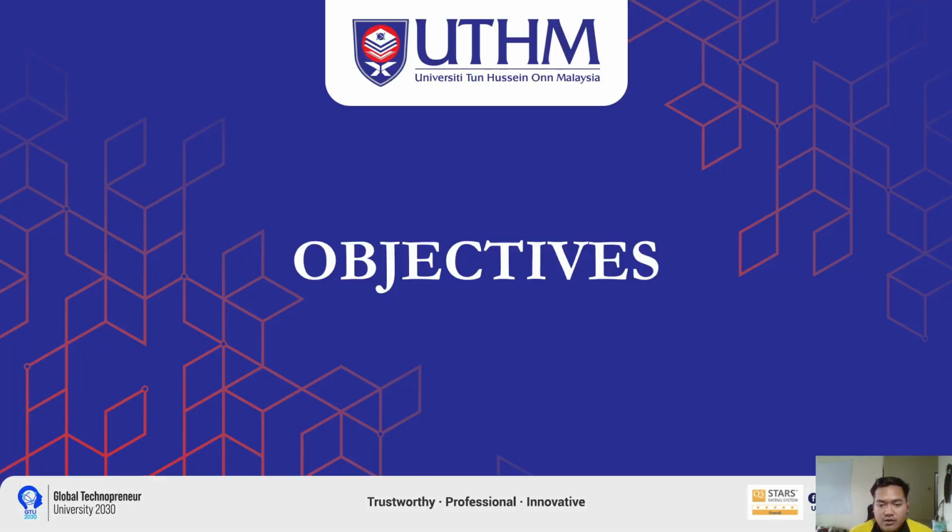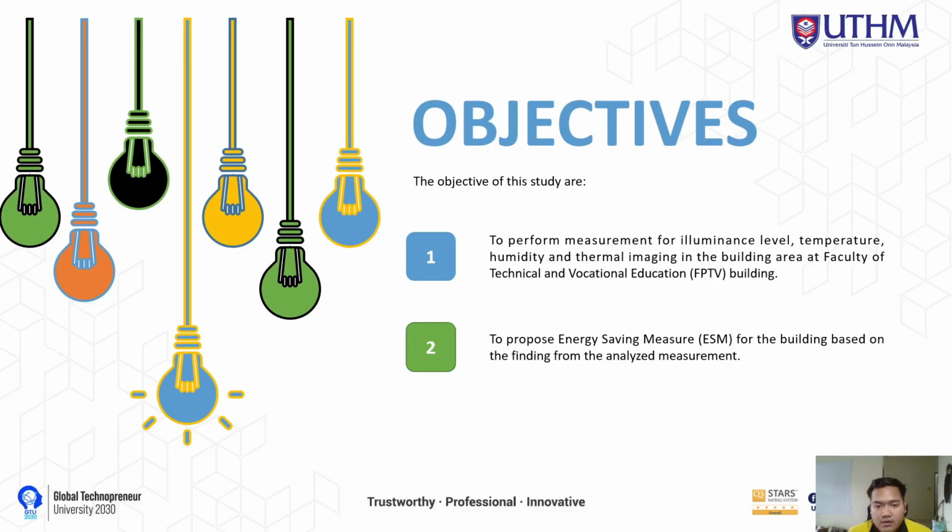Then we move to the objective of the project. The objectives of this project are, first, to perform measurement of luminance level, temperature, humidity, and thermal imaging in the building area at the Faculty of Technical and Vocational Education FPTV building. To propose energy saving measures, ASM, for the building based on the findings from the analyzed measurements is objective number 2 for this project.